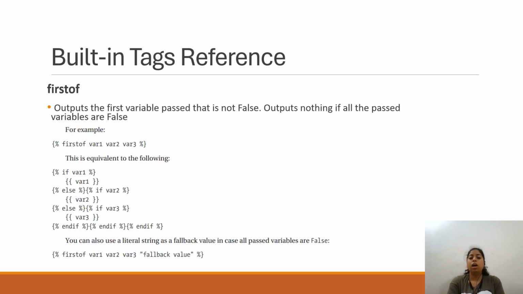Firstof outputs the first variable passed that is not false. It outputs nothing if all the passed variables are false. For example, firstof var1 var2 var3. This is equivalent to the following: if var1, then var1 is printed; else if var2, then var2 is printed; else if var3, then var3 is printed. Then you end all of the three ifs. You can also use a literal string as a fallback value in case all the passed variables are false.